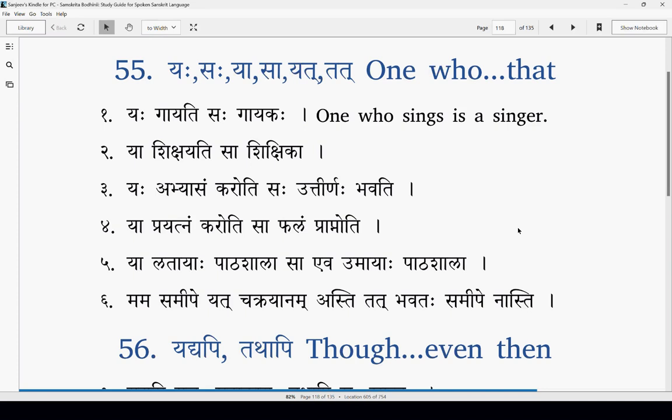I think these are simple, right? Then similarly, question examples are there. Yaha, ya, and the last one is with yat and tat. मम समीपे यत् चक्रयानम् अस्ति तत् भवतः समीपे नास्ति. The one car which is near me is not with you.